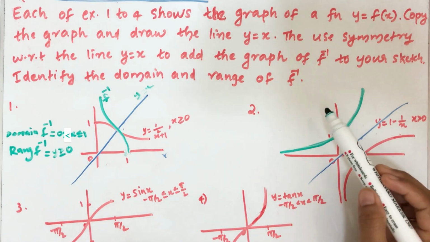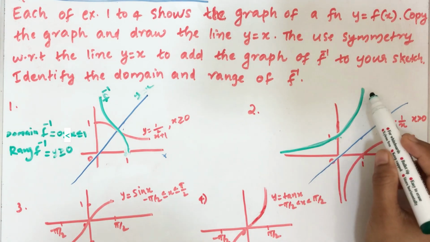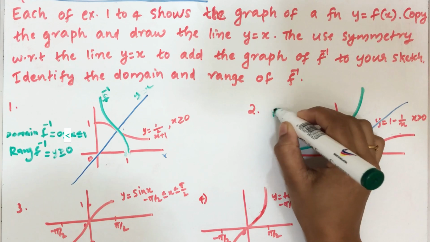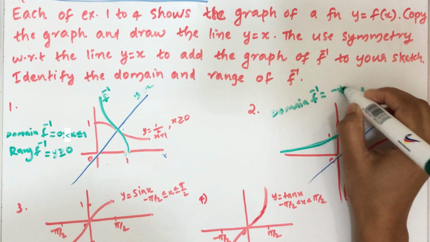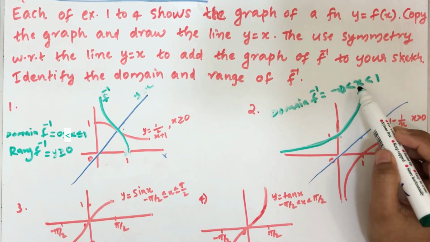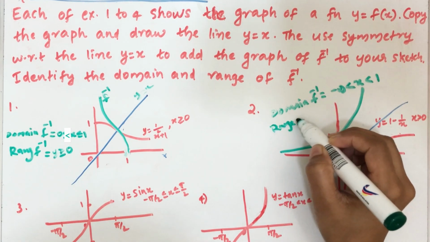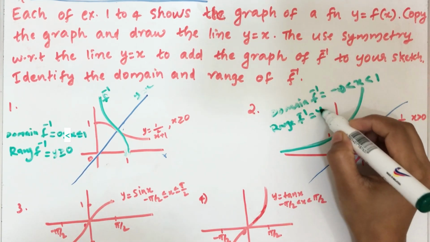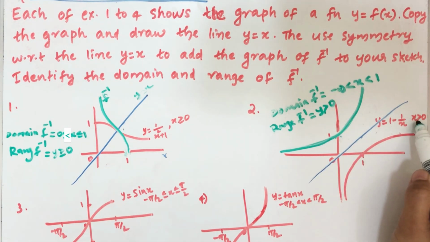See here, domain of f inverse is, look at the x-axis here, minus infinity to 1. So we can say domain of f inverse is minus infinity less than x less than 1. It's just approaching 1 and not taking the value 1. Okay, and range of f inverse is, see the y-axis, greater than 0. So y greater than 0. Range is y greater than 0.